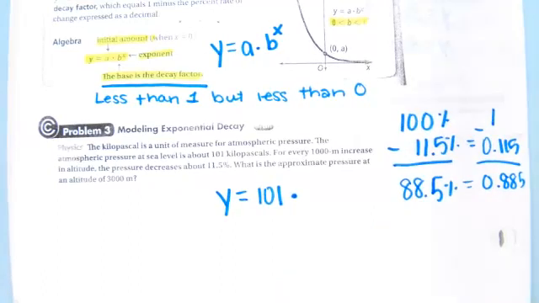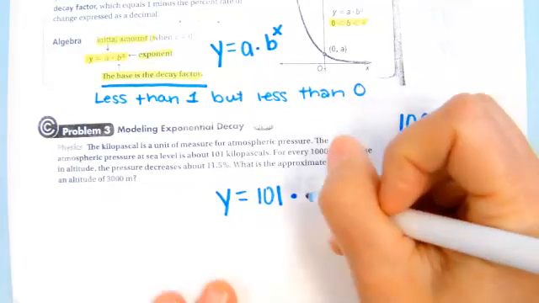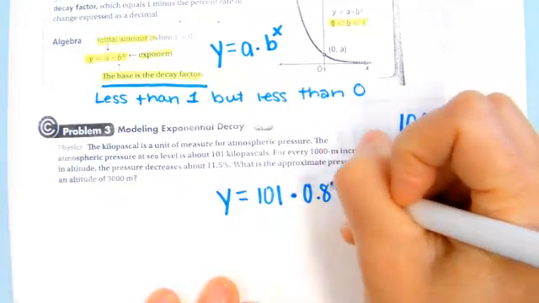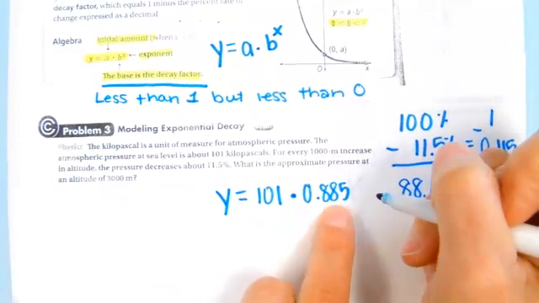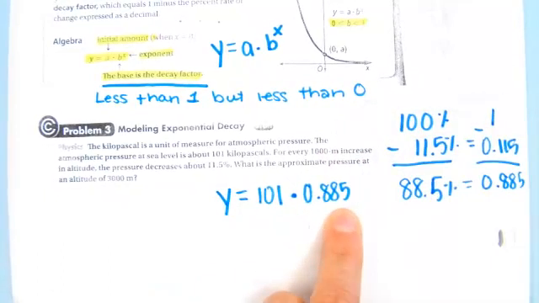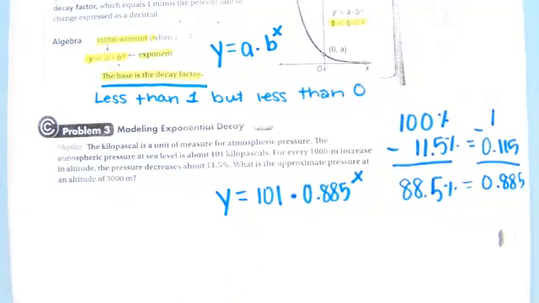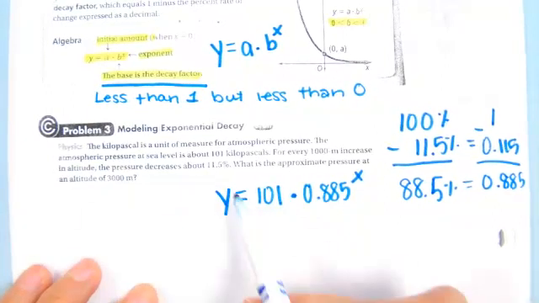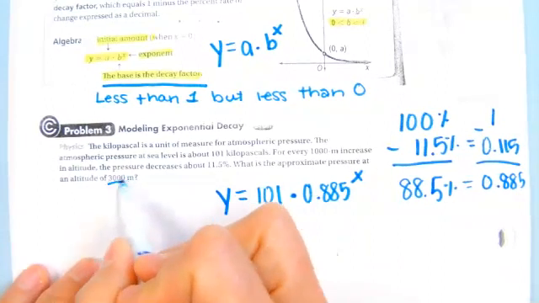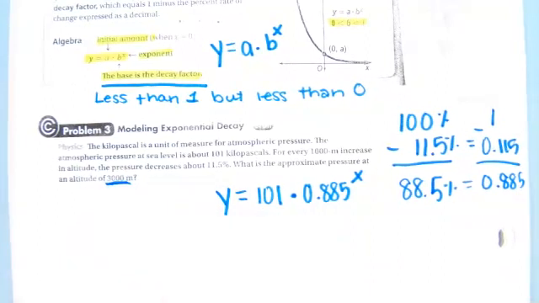You've got to take what it's decreasing by and subtract that from either 100 or 1. That is going to be the decimal that I use, because this is what's left after certain amounts of time. And then x is our exponent. So that's our equation. Now there's two ways. How would I figure out the approximate pressure at 3,000 meters? What would I have to do here?